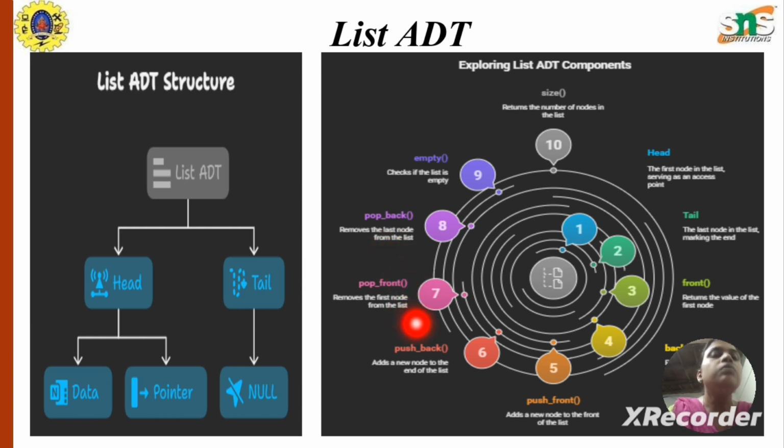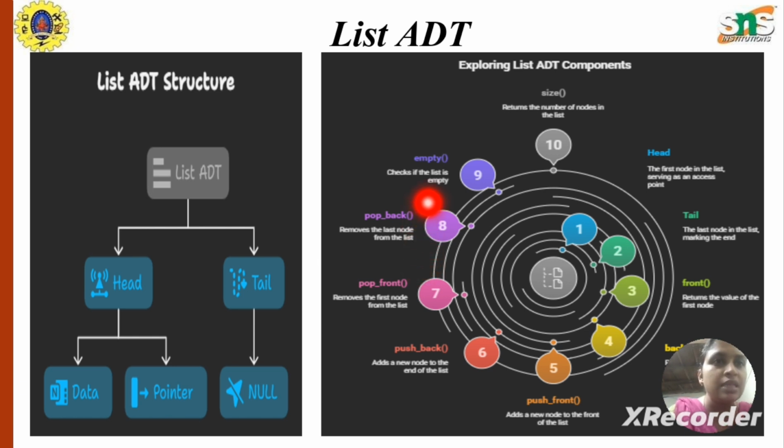So for the inserting operation we call it push, and for the deleting operation we call it pop in the list ADT structure. In push front we add a new node at the front of the list. In push back we add a new node to the end of the list. In pop front we remove the first node from the list. In pop back we remove the last node from the list.